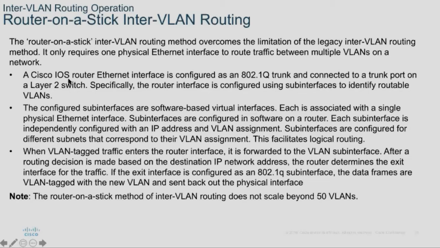The Cisco IOS router is configured using the 802.1Q trunk that we discussed in one of the previous lectures, on how it can use the trunk port. It is connected on a trunk port on a layer 2 switch. The router interface is configured using subinterfaces to identify routable VLANs. Just one physical link can be used as sub links for different VLANs, using the functionality that we discussed in the previous lecture.